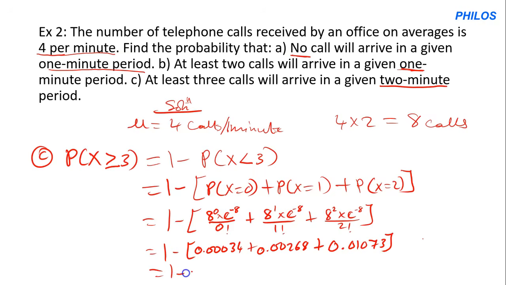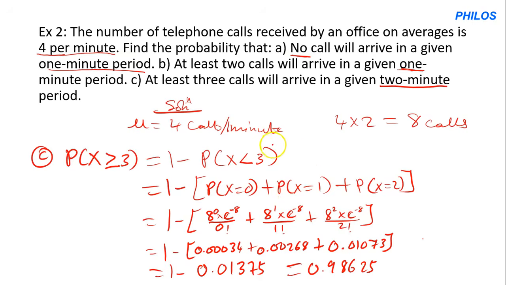So this will give us 1 minus. When you add the 3 results in the bracket, you get 0.01375. So 1 minus 0.01375 will give you 0.98625. So the correct answer for question C is 0.98625.